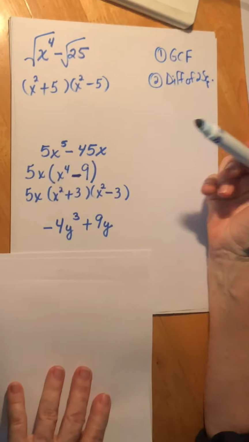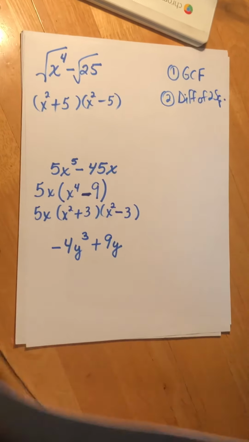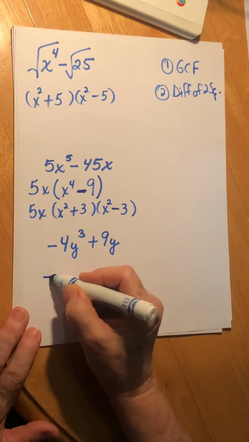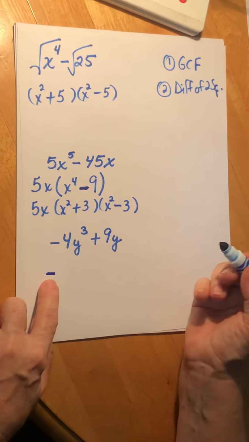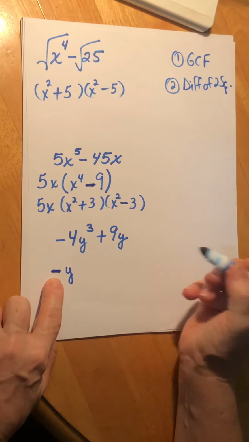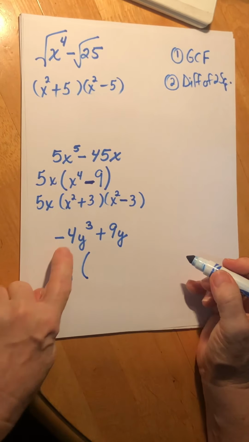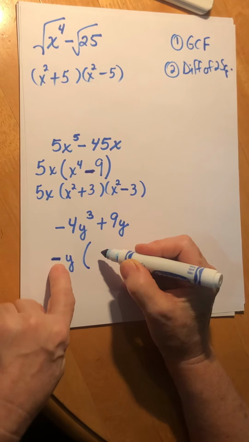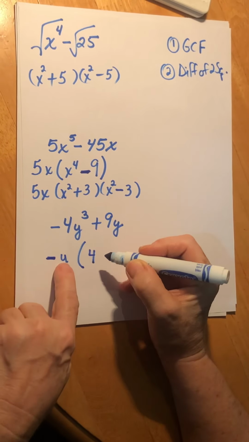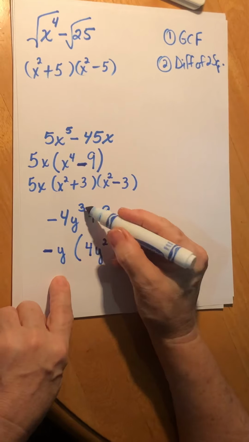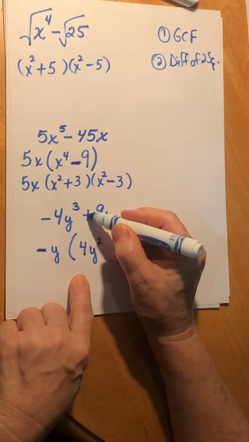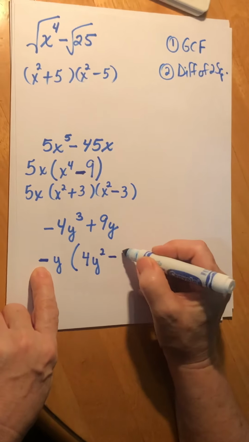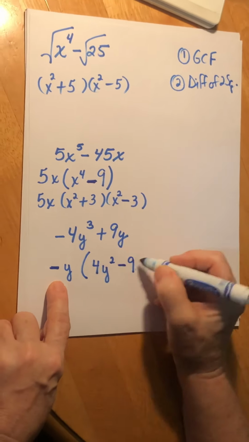And the last one. Do we have a greatest common factor? I believe we do. And it is negative. Since this one starts with a negative, I'm going to put it right here. Y. I have y's in both of them. So I'm ready to divide. Negative divided by negative, positive. 4 divided by imaginary 1 that is there is 4. And y to the third divided by y is y squared, because 3 minus 1 is 2. Positive divided by negative, negative. 9 divided by 1, 9, and the y's cancel.